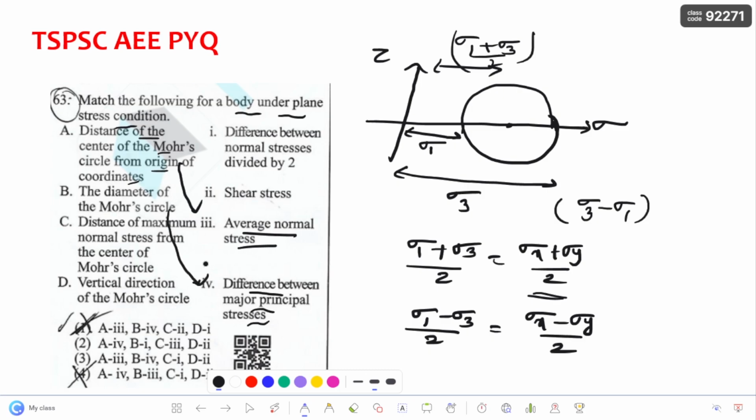B is 4. Next, distance of maximum normal stress from the center of Mohr circle. From center of the Mohr circle, he is asking about the distance. It is nothing but radius. Difference between normal stresses divided by 2, (sigma 1 minus sigma 3) by 2, is nothing but the radius. You all know that. So C is nothing but 1. Next, coming to the vertical direction of the Mohr circle. Its vertical direction is nothing but shear stress. That is D is 2. A3, B4, C1 and D2. Option 3 is the correct answer.